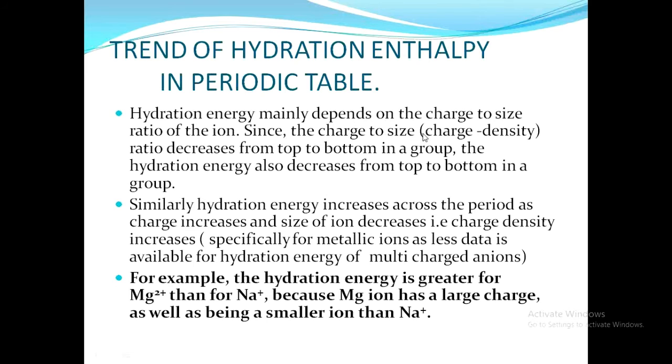Since the charge to size ratio, or charge density, decreases from top to bottom in a group, the hydration energy also decreases from top to bottom in a group. So hydration enthalpy or hydration energy is directly proportional to the charge density. Down the group, what is happening is that charge density is decreasing. Why is it so? Because the charge remains the same within the group on the ions, while the size of the ions is increasing. That's why the charge density is decreasing, and that is why hydration energy would be decreasing going down the group from top to bottom.